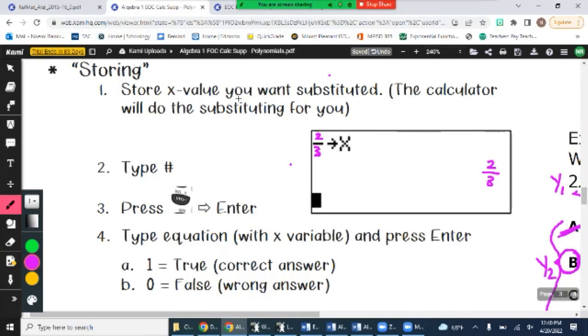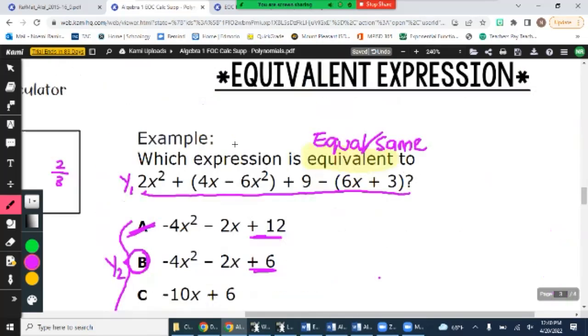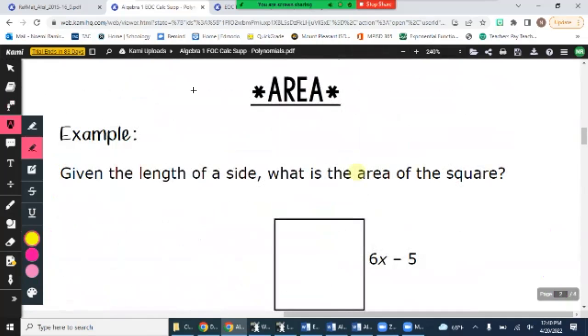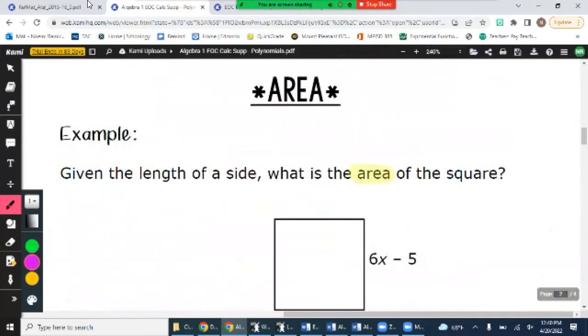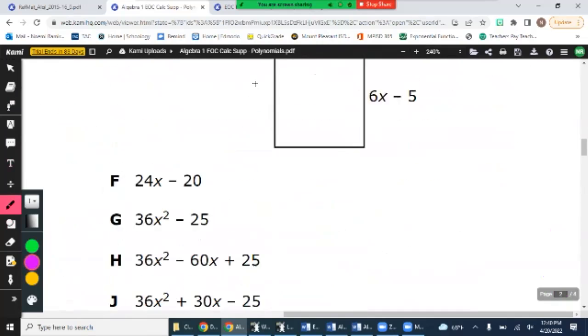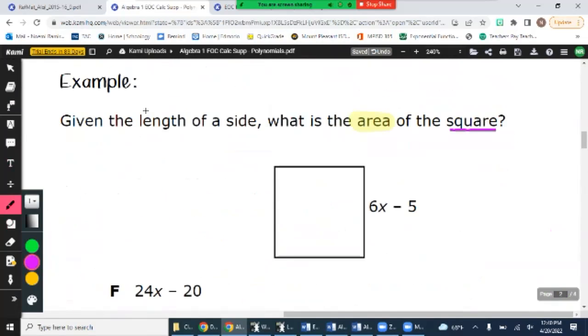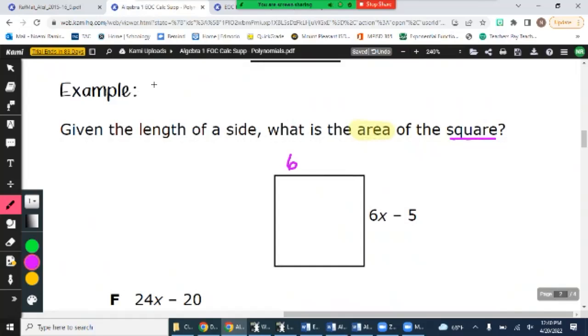How do you find the area of a square? By multiplying what? Length times width. Okay. It wants us to find the area, or it says, given the length of a side, what is the area of a square? First, what do we know about squares? All the sides are the exact same. All the sides are equal. Meaning if this side is 6x minus 5, this side is going to also be 6x minus 5.